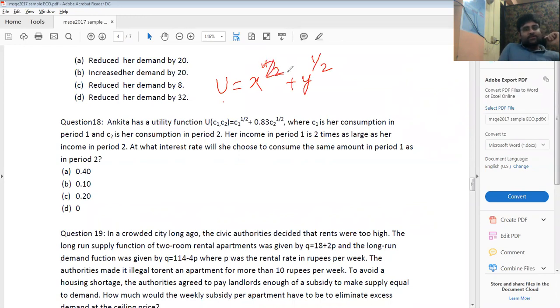U is equal to x square plus y square gives me a concave indifference curve. U is equal to x plus y gives me a perfect substitute indifference curve or a linear indifference curve. So x to the power half plus y to the power half gives me a convex indifference curve. Convex indifference curve basically means that I have an interior solution. Interior solution basically means that I will compare MU1 by MU2 to the price ratio. So I compare the slope.